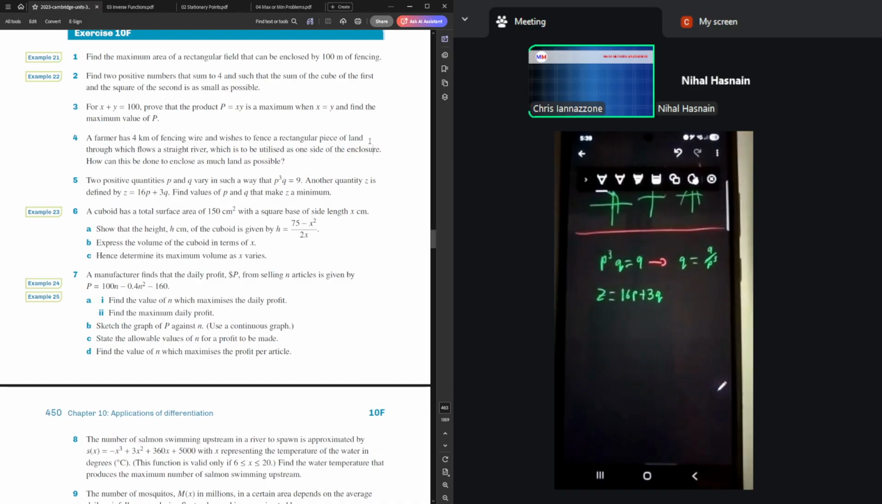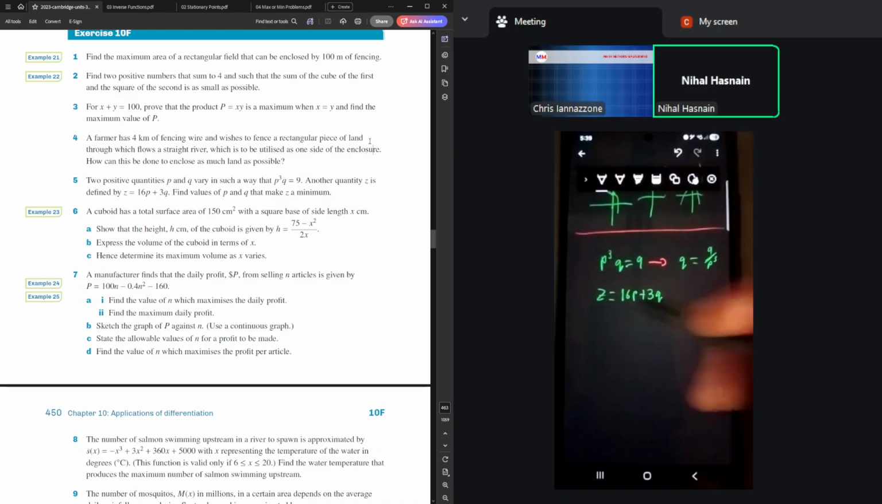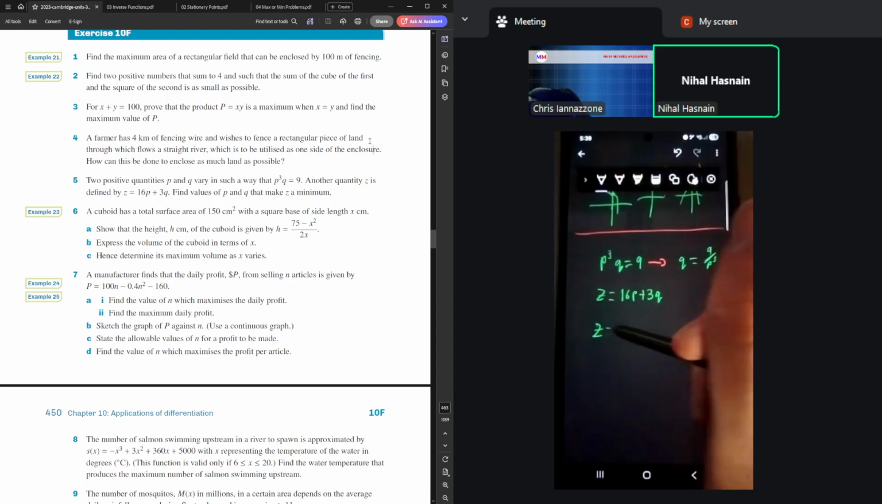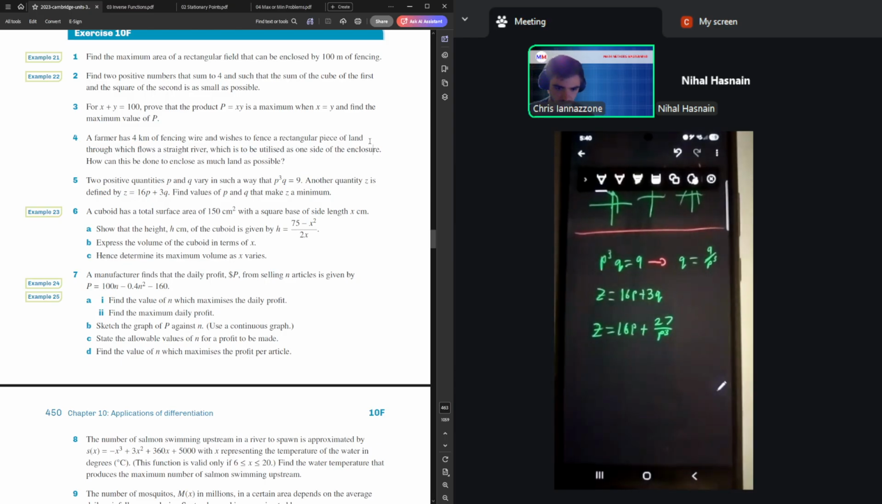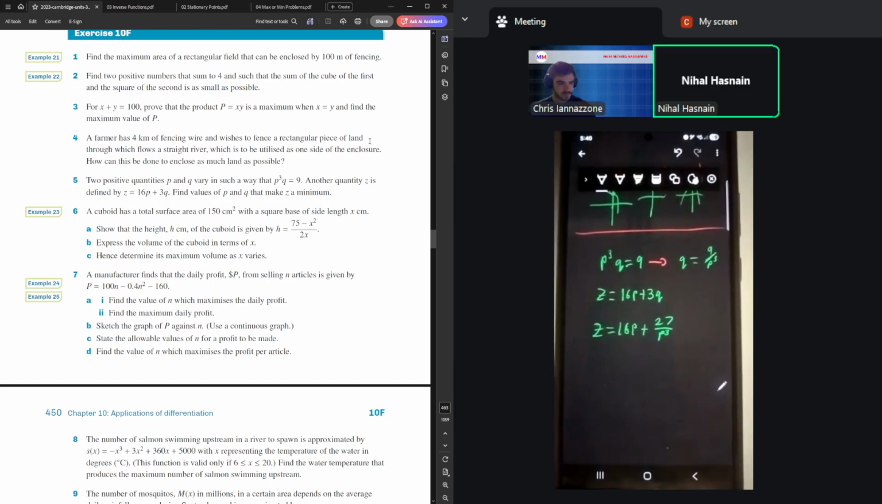Cool. We can substitute that into the second equation. Z equals 16p, so we're still going to have the p there, and 3q, so q is that, 27 on p cubed. Nice.